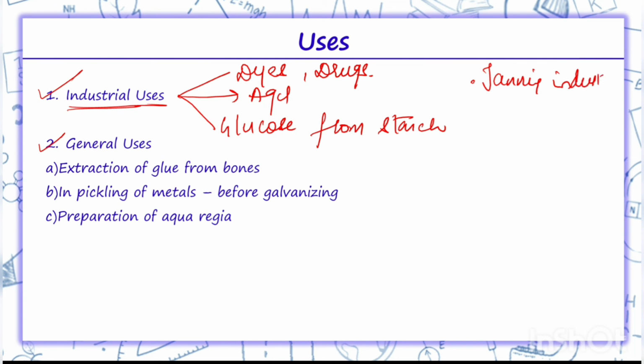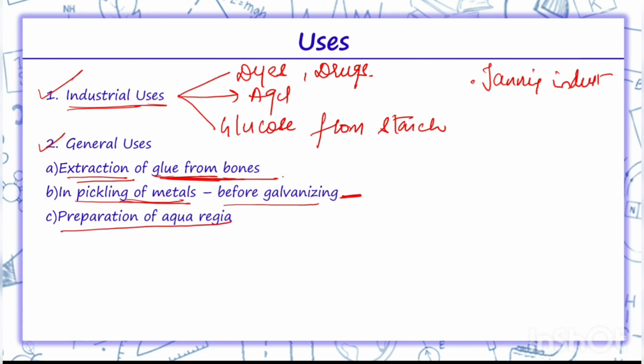Now coming on to the general uses. It is used for the extraction of glue from bones because it dissolves calcium phosphate which is present in bones. It is used in the pickling of metals before galvanization. HCl acid dissolves metallic oxides on the surface of the metal and thereby cleans the whole surface.